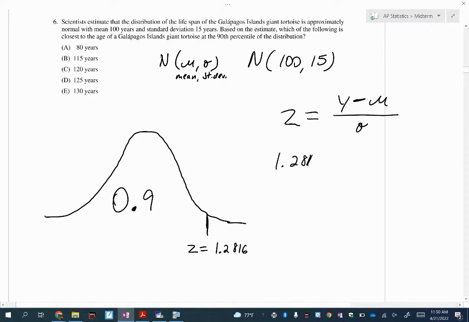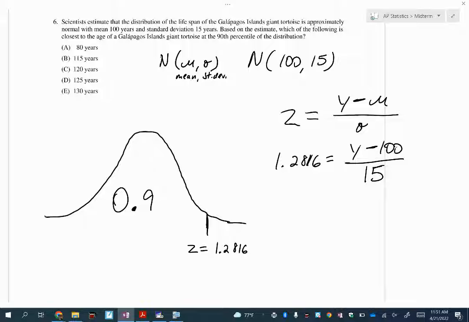All right, plug in what we know. We know our turtle is 1.2816 standard deviations above the mean. We don't know how long it lives, minus the average of 100 over the standard deviation of 15. What have we just created? An algebra problem to solve. You're right, Adrian B. It is an equation. You should be able to solve this with basic algebra.